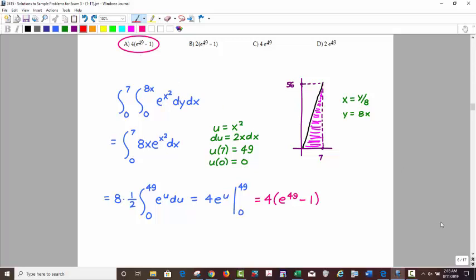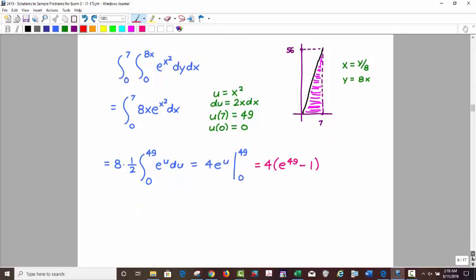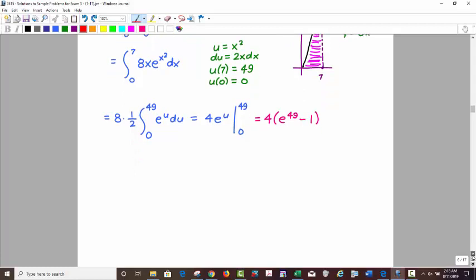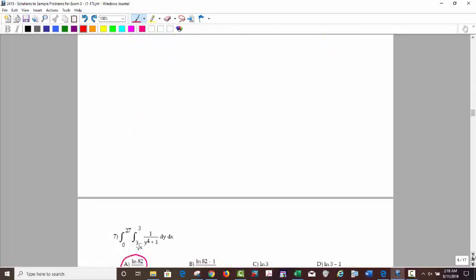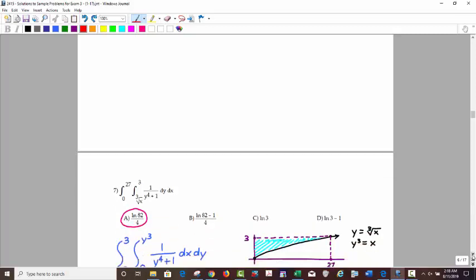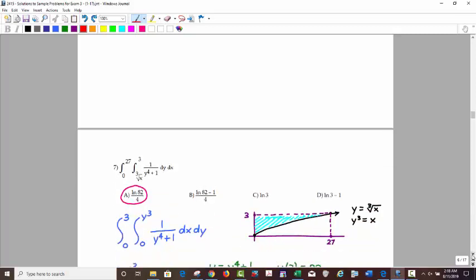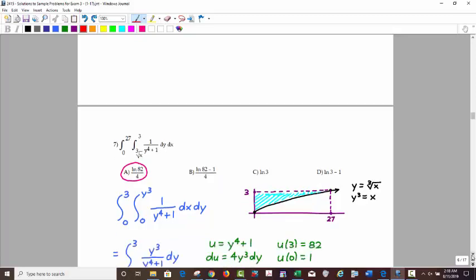Sometimes you can fall into that habit of automatically thinking 0 is always 0 when you plug it in. It is for polynomial terms, like x squared, x cubed, x to the fourth. Then it's 0. But not for e or cosine.